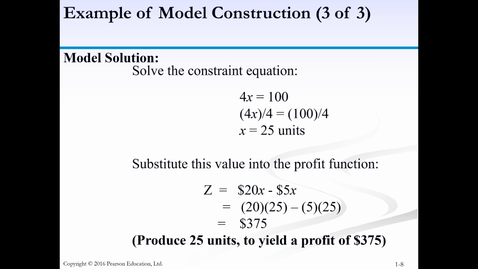Now, after constructing the model, we solve the model, and this is the solution. We find that the maximum number of units we can produce is 25 using this constraint, and then you just substitute this X in the objective function. Z is equal to 20X minus 5X. Just put 25 there, as X is equal to 25, and you find 375, which means that the maximum profit you can get is 375 and the maximum number of units you can produce is 25 units.